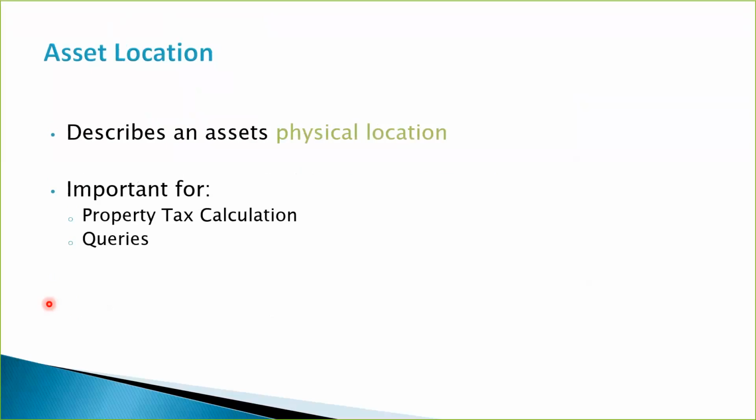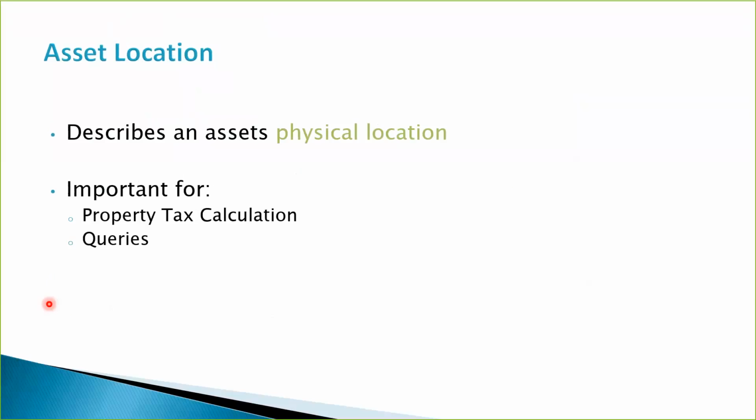So the next way we can group categories, we can group assets, is by their location. And as the name suggests, this just describes an asset's physical location. You want to know where your assets are located, right? If it's maybe a piece of machinery, you want to know where it is stored or something like that. Or if it is a vehicle, you need to know where it is, the area where it is operating in, right?